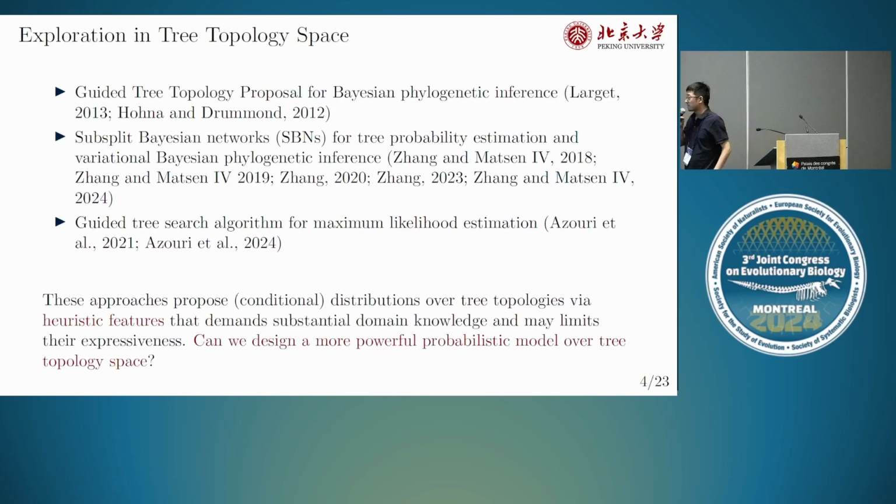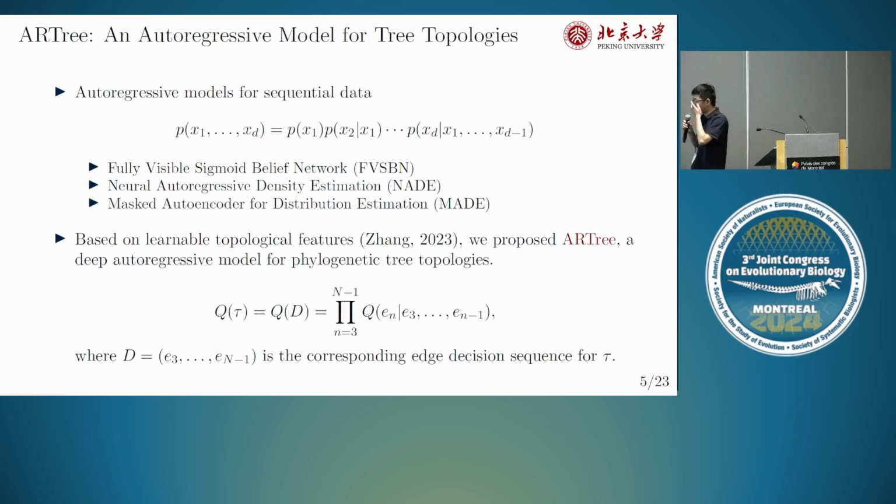So all these approaches actually propose conditional or unconditional distributions over tree topologies via some kind of heuristic features. That requires substantial domain knowledge and may limit their expressiveness, like it's only in a confined domain. So the question is, can we design some powerful probability models over the tree topology space? That is going to help you to design more efficient explorations in the tree topology space.